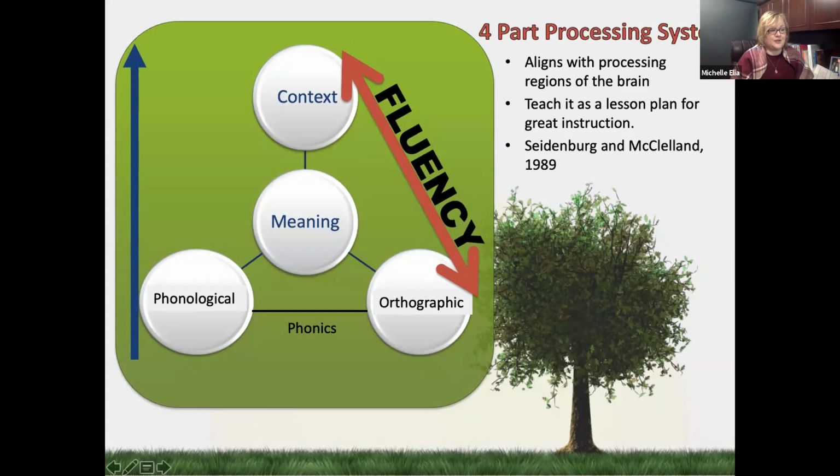We want fluent readers, but we don't get fluent readers by just doing multiple reads of passages. That's not how we develop fluency. That's one way of developing fluency once our students have started to master the code, but we build fluency by ensuring that there's a strong relationship between phonology and orthography, but then also that my students can develop meaning for the words that they're able to decode, and then moving on up to using those words in context. And so it's really important that we tap into all of these processing systems when we teach.